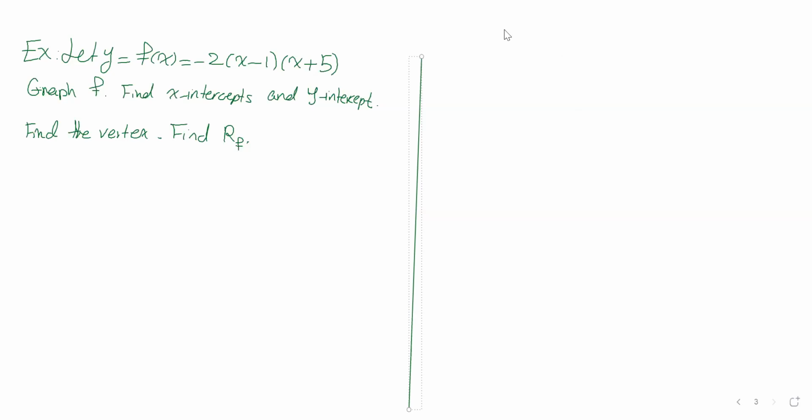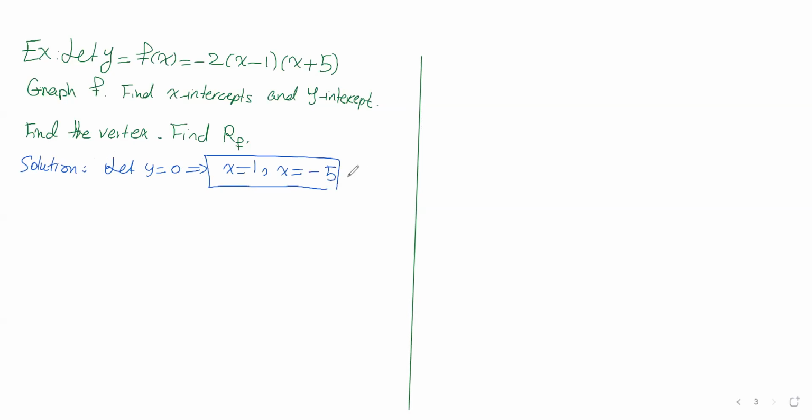Okay, so let's see how to do it. It's a very easy question. Once you've done the previous question, this one is going to be very easy. This is already in factored form, so you know it has two roots. You can find the zeros, or the roots, or the x-intercepts by letting y equal 0. You get x equal to 1 and x equal to -5.